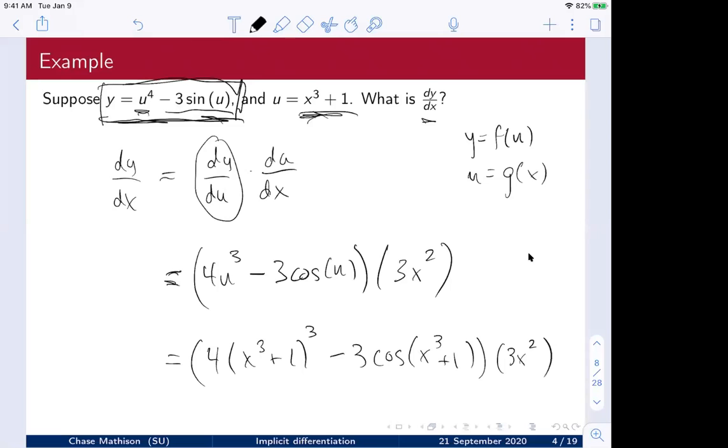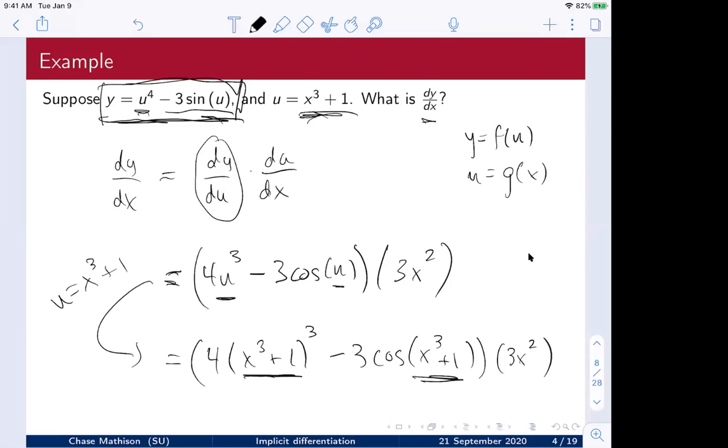Can you repeat what you did right there, please? Right here, yeah. To go from here to here, I plugged in u equals x cubed plus 1 into here and here. And again, the main reason we do that is if I ask a question in terms of x, you should give me an answer in terms of x, right?